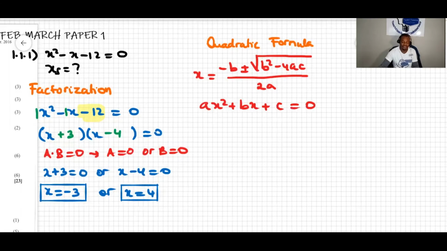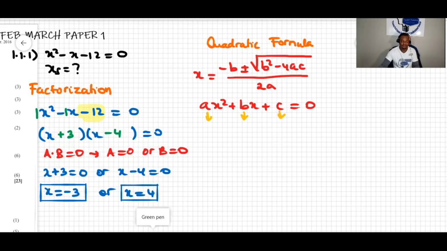So now we have to identify the values of the variables a, b, and c. Okay, we can see from the equation that a here is the coefficient of x squared, b is the coefficient of x, and then c is the constant number.